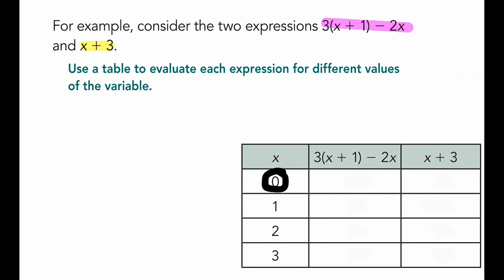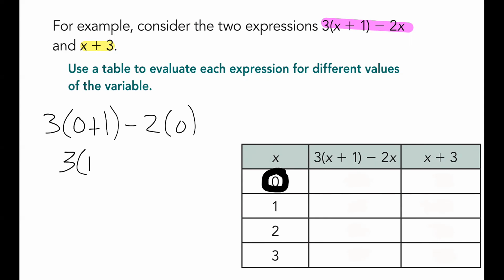Let's take a look at our first expression. 3 times, instead of x, we're going to use the value of 0, plus 1, minus 2 times 0. Simplifying this, we would come up with 3 times 1 minus 2 times 0, which is 0, and we know that 3 times 1 is 3. So that gives us a value: when x is equal to 0, our expression equals 3.